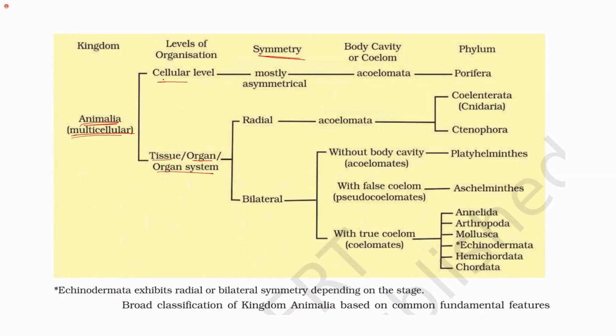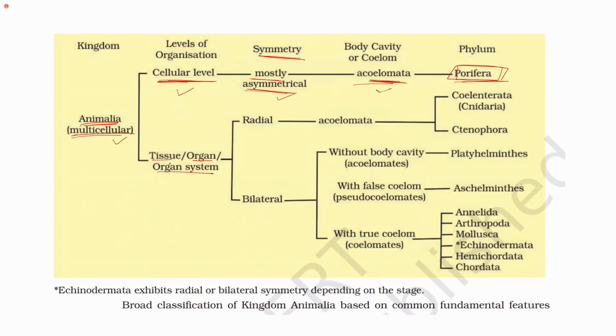symmetry. The organisms that have cellular level of organization are mostly asymmetrical. Also, they do not have body cavity, so they are acoelomates, and the phylum is Porifera. This is the first phylum that we are going to study in today's lecture. What are the basic characteristics of Poriferans? They are multicellular. They have cellular level of organization. They are asymmetrical. Most of them are asymmetrical.